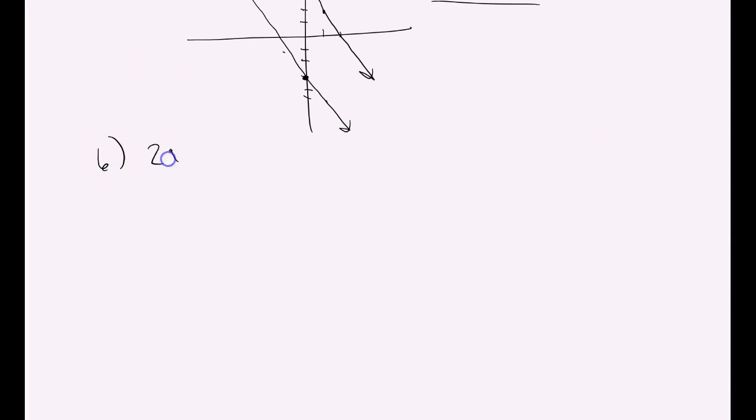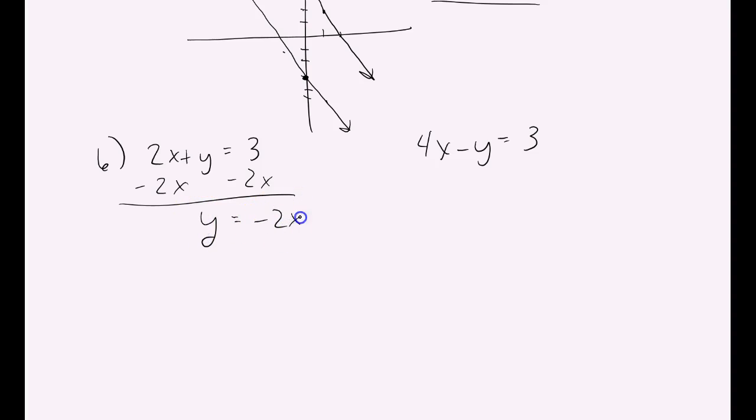Number 6, 2x plus y equals 3. And 4x minus y equals 3. Okay, so same thing. Let's try to get the y by itself. So I'm going to start by subtracting 2x. Over here, I need to subtract a 4x. Bring down a negative y. You see that minus sign in front of that? Bring that whole thing down.